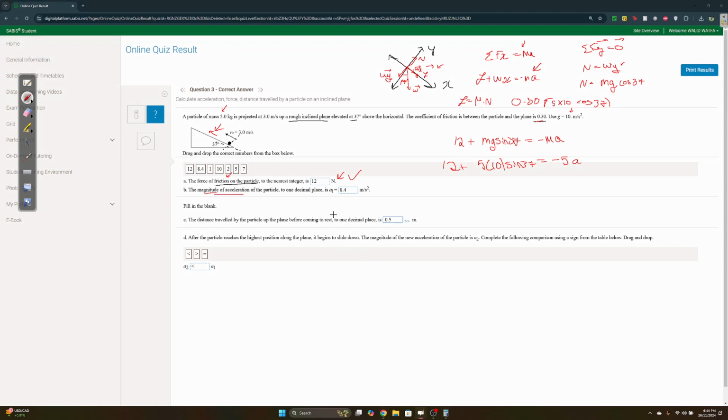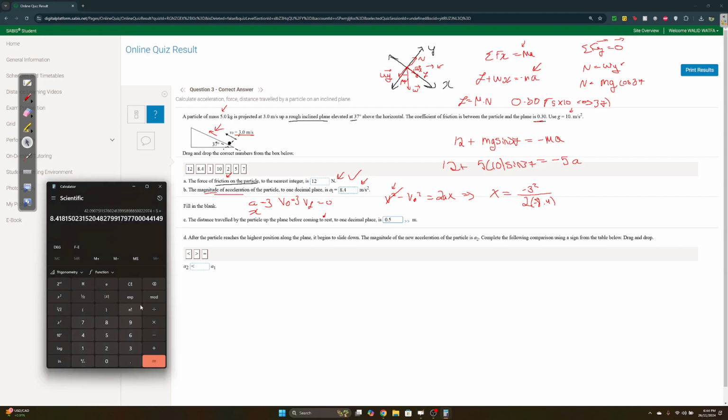Then the distance traveled by the particle before coming to rest. We have the acceleration. We have that it started at 3 meters per second, v naught, and vf is equal to 0, obviously, because it's at rest. We want x. We're going to use v squared minus v naught squared is equal to 2ax. So x is going to be equal to v final squared, which is 0, minus v naught squared, so minus 3 squared, over 2 times the acceleration. Remember, we got negative 8.4 as the answer. So if you get a negative answer, just make it positive. The minus cancels with the minus. So divided by 16.8. When you calculate this, you get 0.5 to 1 decimal place.